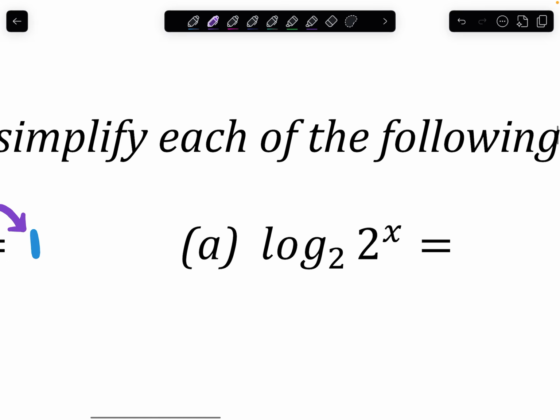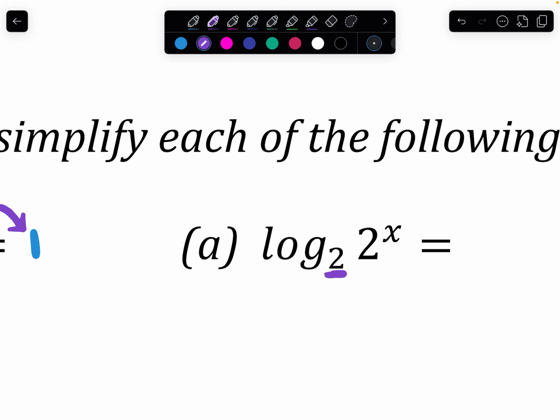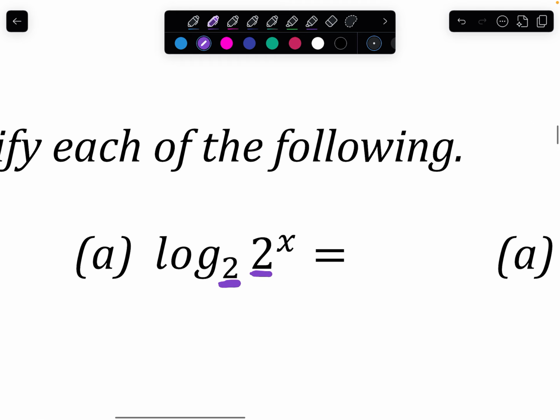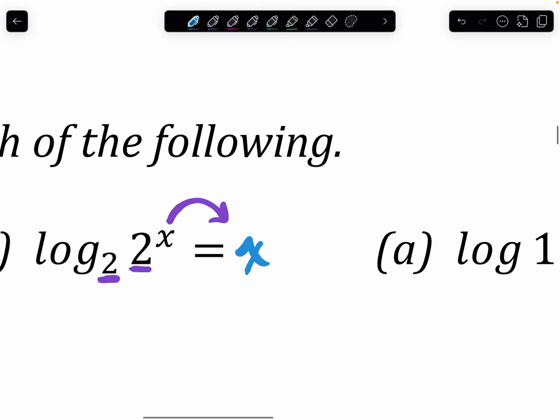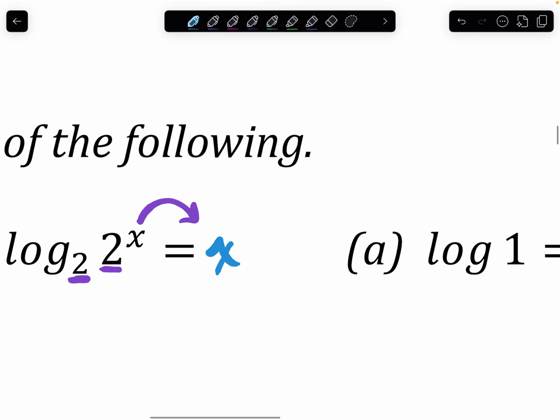Second one. The base of the log is 2. The number inside the log is also 2. So the answer is the exponent, which is x. I don't know why it says a, that should say b. Next one should be c. I guess I didn't get my letters changed here.